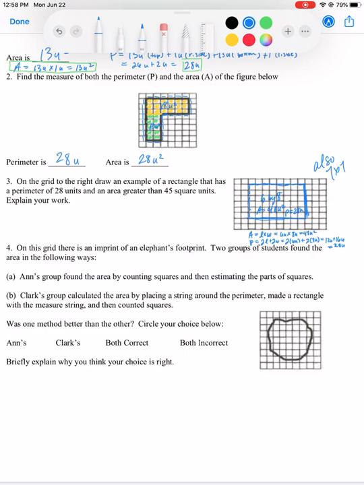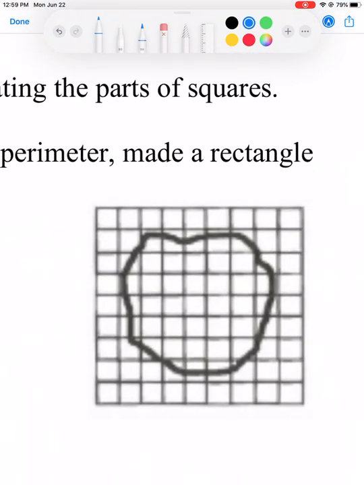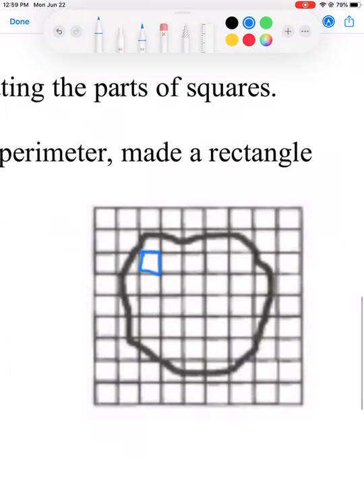Number 4, on the grid, there's an imprint of an elephant's footprint. 2 groups of students found the area in the following ways. So Ann's group found it by counting the squares and estimating the parts of the squares. So she counted 1, 2, 3, 4, 5. These are 1, 2, 3, 4, 5. Those are all worth 1 square. So I'll put 1s in these.